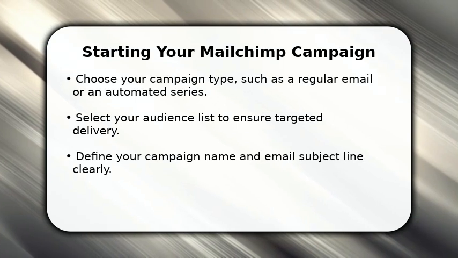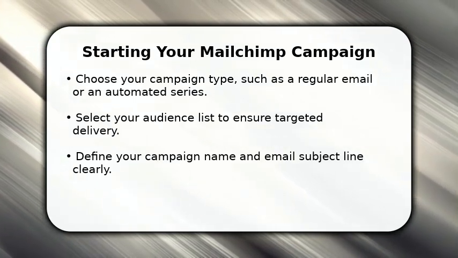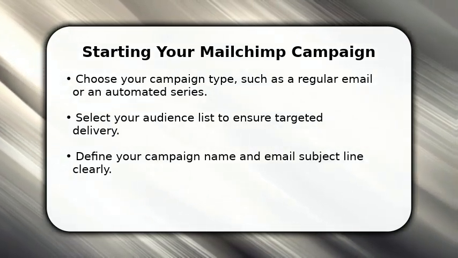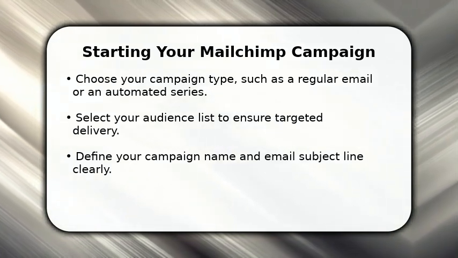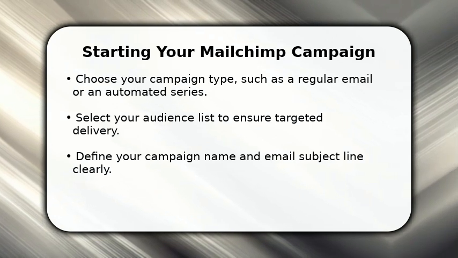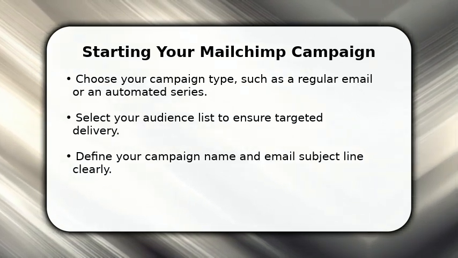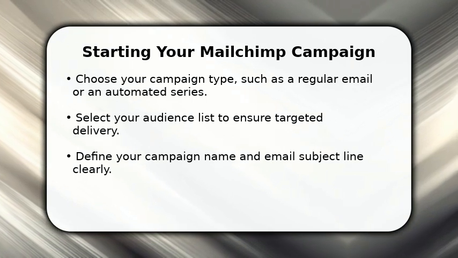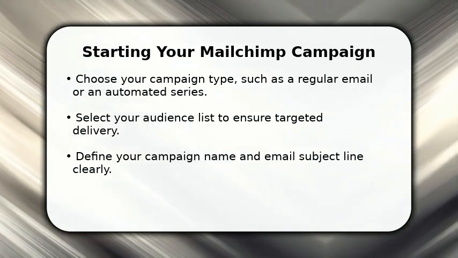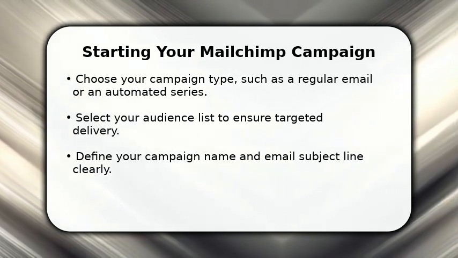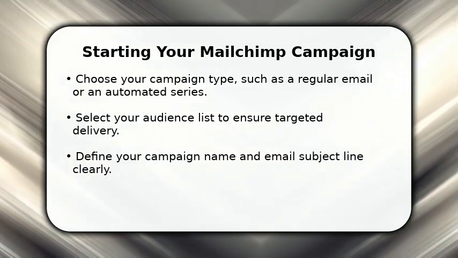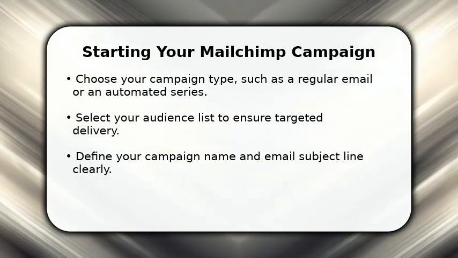In this video, I will explain how to create a Mailchimp campaign. First, navigate to the Create button and select Email. You will then choose your campaign type, like a regular email or an automated journey. Next, select your target audience from your existing lists. Finally, give your campaign an internal name and craft a compelling subject line to encourage opens. This initial setup is crucial for a successful outreach.